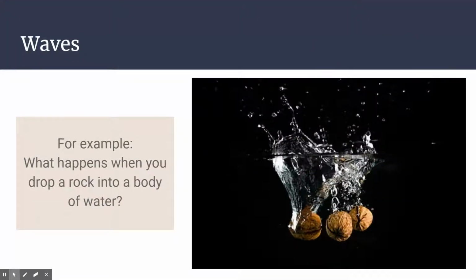So for example, what happens when you drop a rock or a stone or nuts like these into a body of water? Like shown in this image, you get a splash, of course, but after that, ripples will also appear in the surface of the water. And those are waves that are traveling outwards in all directions.